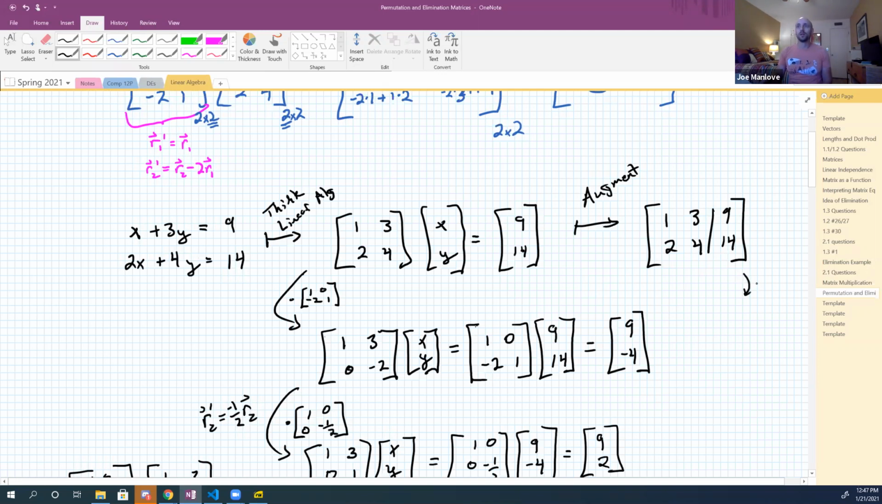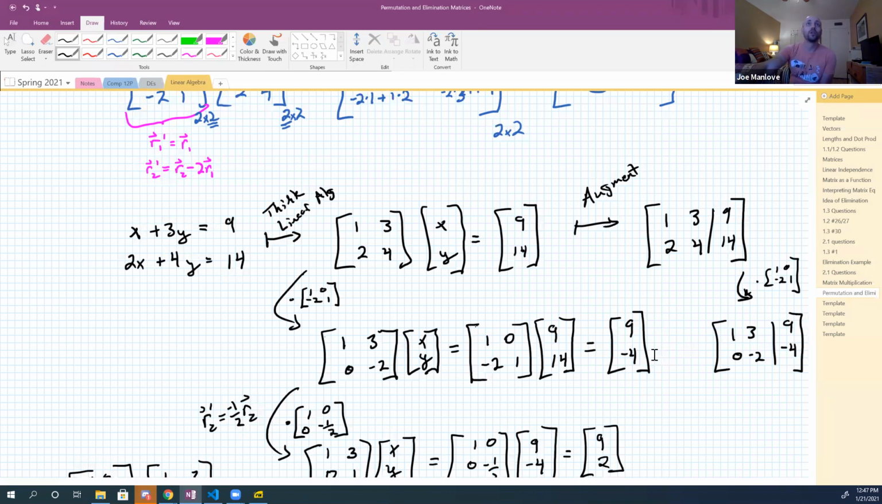So if we multiplied this thing by 1, 0, negative 2, 1, I should make that arrow point that way because I want it to be obvious that I'm doing that on the left. So if I do that, I'm going to get 1, 3, 0, negative 2, augmented by 9, negative 4. That'll be this exact same thing because you're really just applying this matrix to the columns, right? Which is exactly how we got this vector anyways. Does that sort of follow?